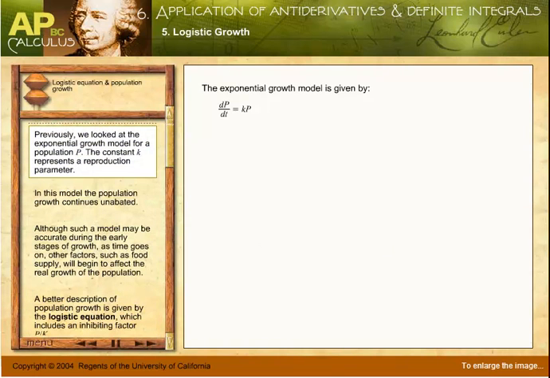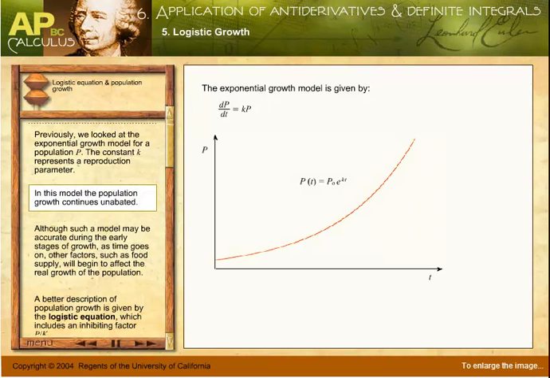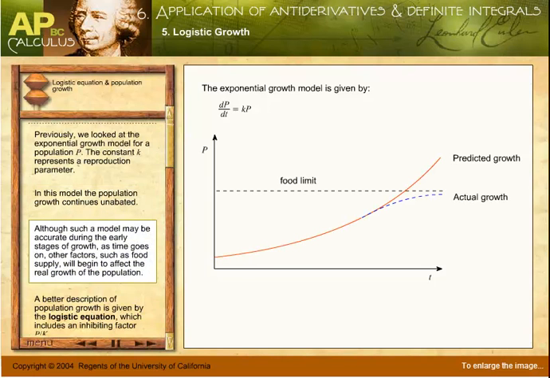Previously, we looked at the exponential growth model for a population P. The constant K represents a reproduction parameter. In this model, the population growth continues unabated. Although such a model may be accurate during the early stages of growth, as time goes on, other factors, such as the food supply, will begin to affect the real growth of the population.